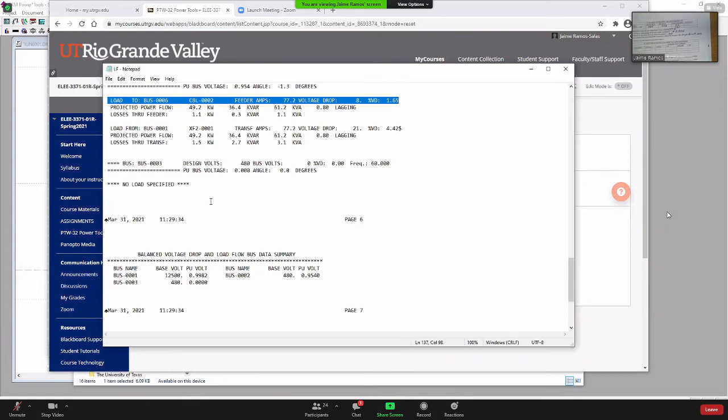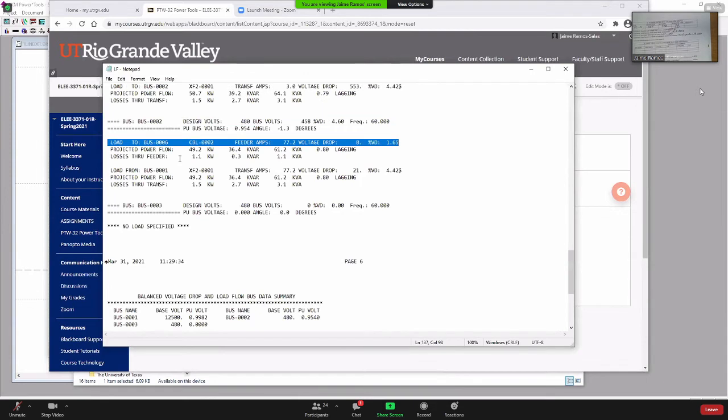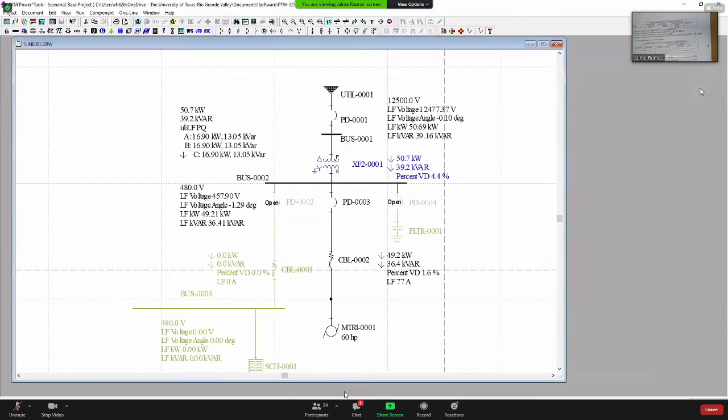Okay, so for example, I have this question here. Where is bus number 6? We don't see it here. Do you? No. So is that this point? Look, there is a point here.